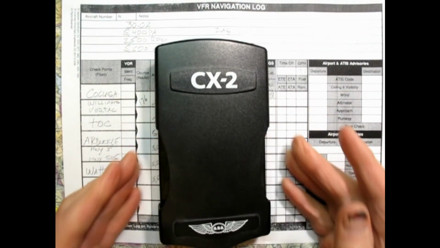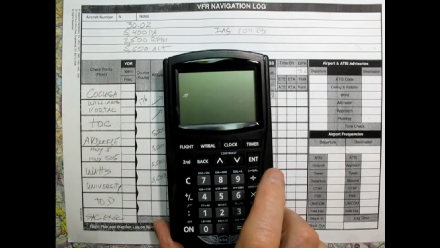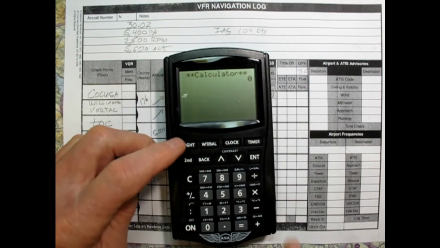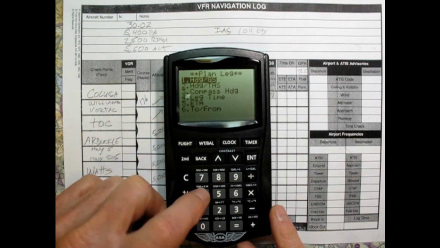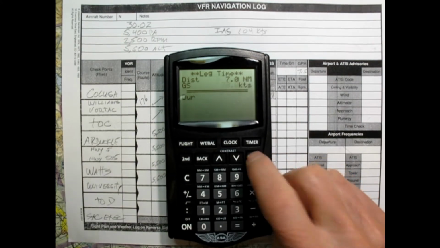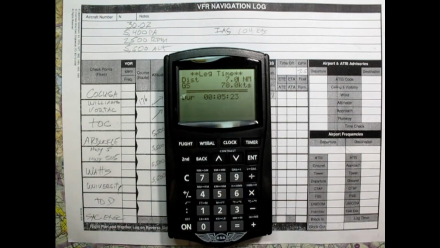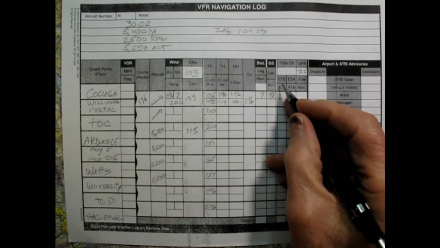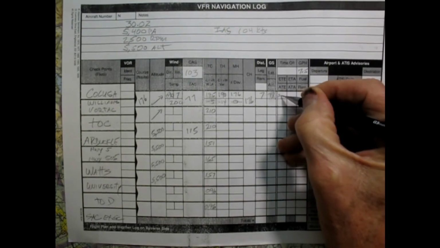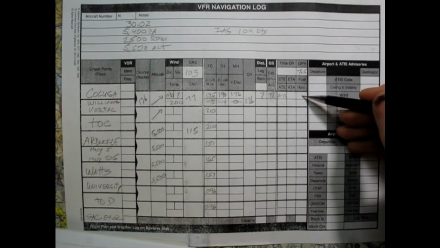And finally, if you're really lazy, you can get a CX2 calculator that does all this flight planning for you. So we can turn it on, go to flight, flight planning. We're going to hit 4. Leg time, 4. Distance, 7 miles. We'll hit enter. Ground speed, 78. Enter. A duration of 5 minutes and 23 seconds. So I think we should go with 5 minutes and 23 seconds. So let's go ahead and write that in here. Estimated time en route, 5 minutes, 23 seconds.